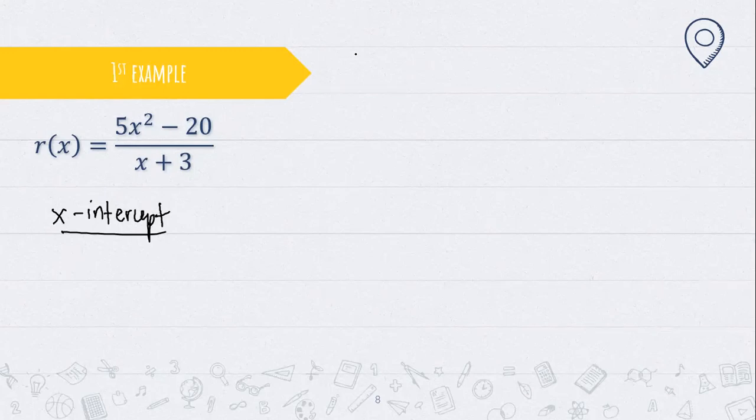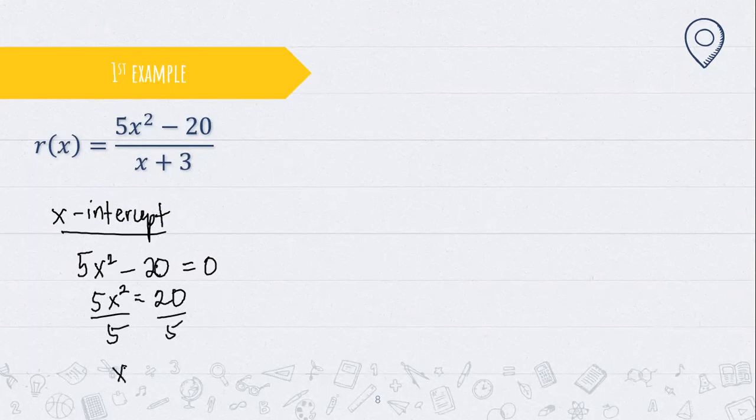Sir, equate the numerator to 0 po. Okay, very good. So, equate natin yung numerator to 0, which is, ano yung numerator? 5x squared minus 20, yan yung numerator, and then equals 0. Kasi we need to equate that numerator to 0. So, simplify. So, we have 5x squared is equal to 20. Simplify further, divide both sides by 5. We have x squared equals 4.